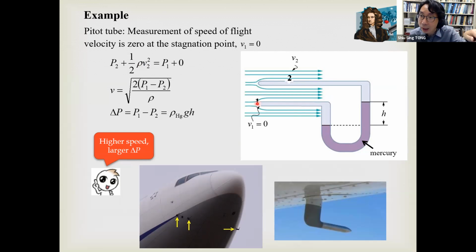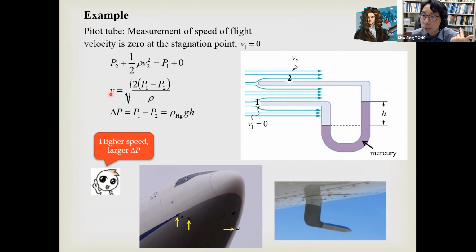And for this side, the pressure term is P1, and the velocity is essentially 0. V1 is 0, so I don't have the kinetic energy term. So I now can solve for the velocity V2, which I now call V, right?